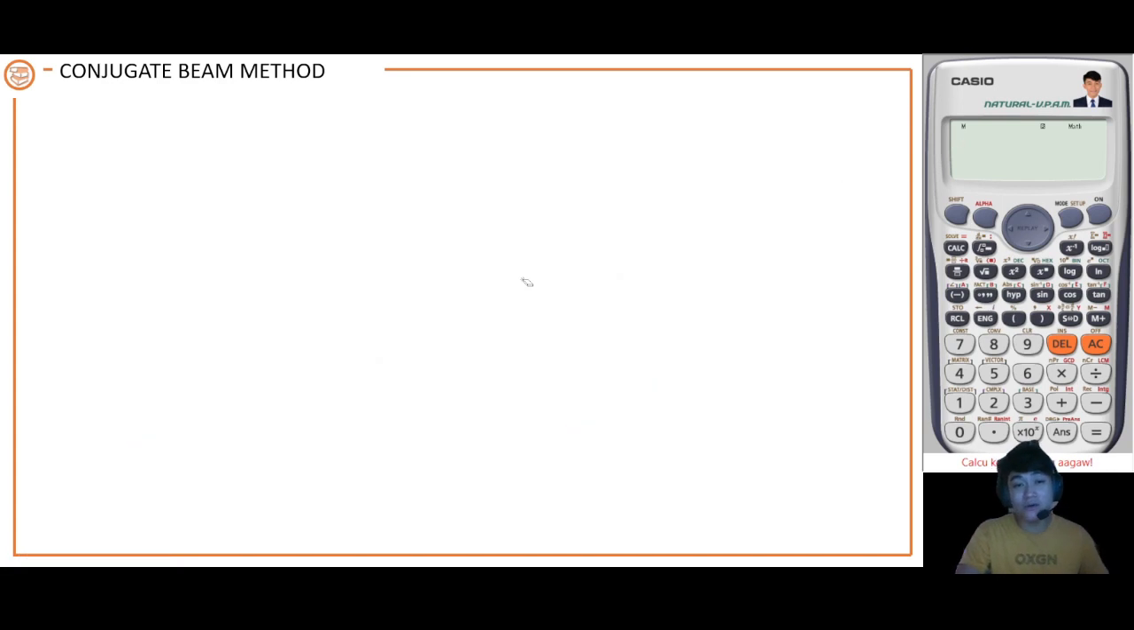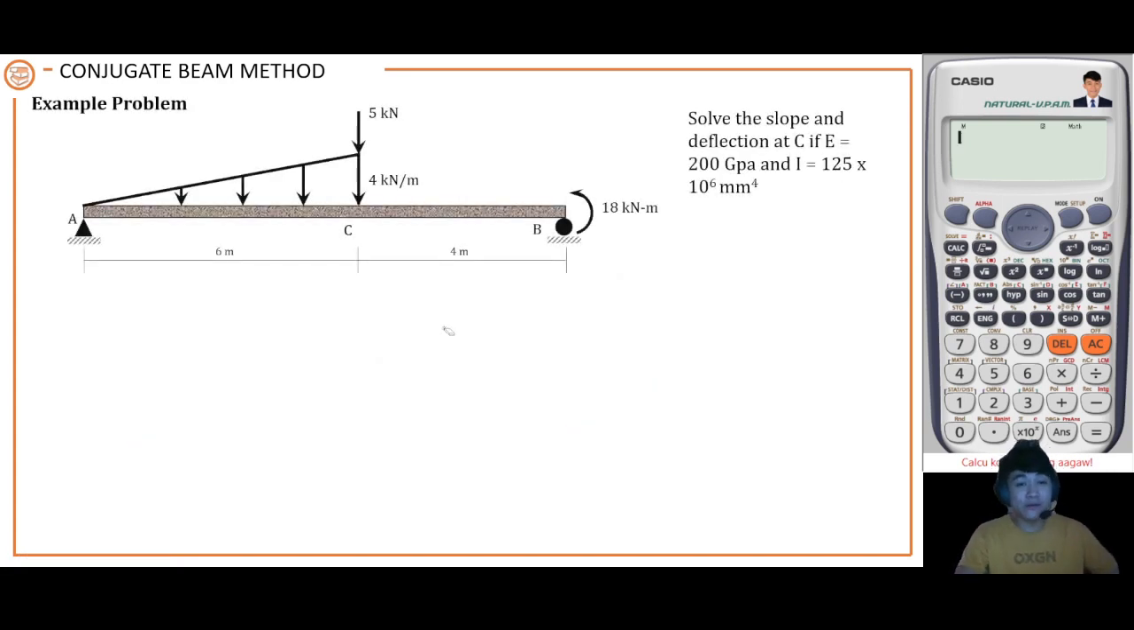Okay, so I think we can now solve this sample problem. For this problem, we are going to solve the slope and deflection at point C, having a modulus of elasticity of 200 gigapascal and a moment of inertia of 125 times 10 raised to 6 millimeter raised to 4. So first, you have to solve the support reactions. So we have 6 and 11 and 6. Let's just confirm if that is 11 and 6.